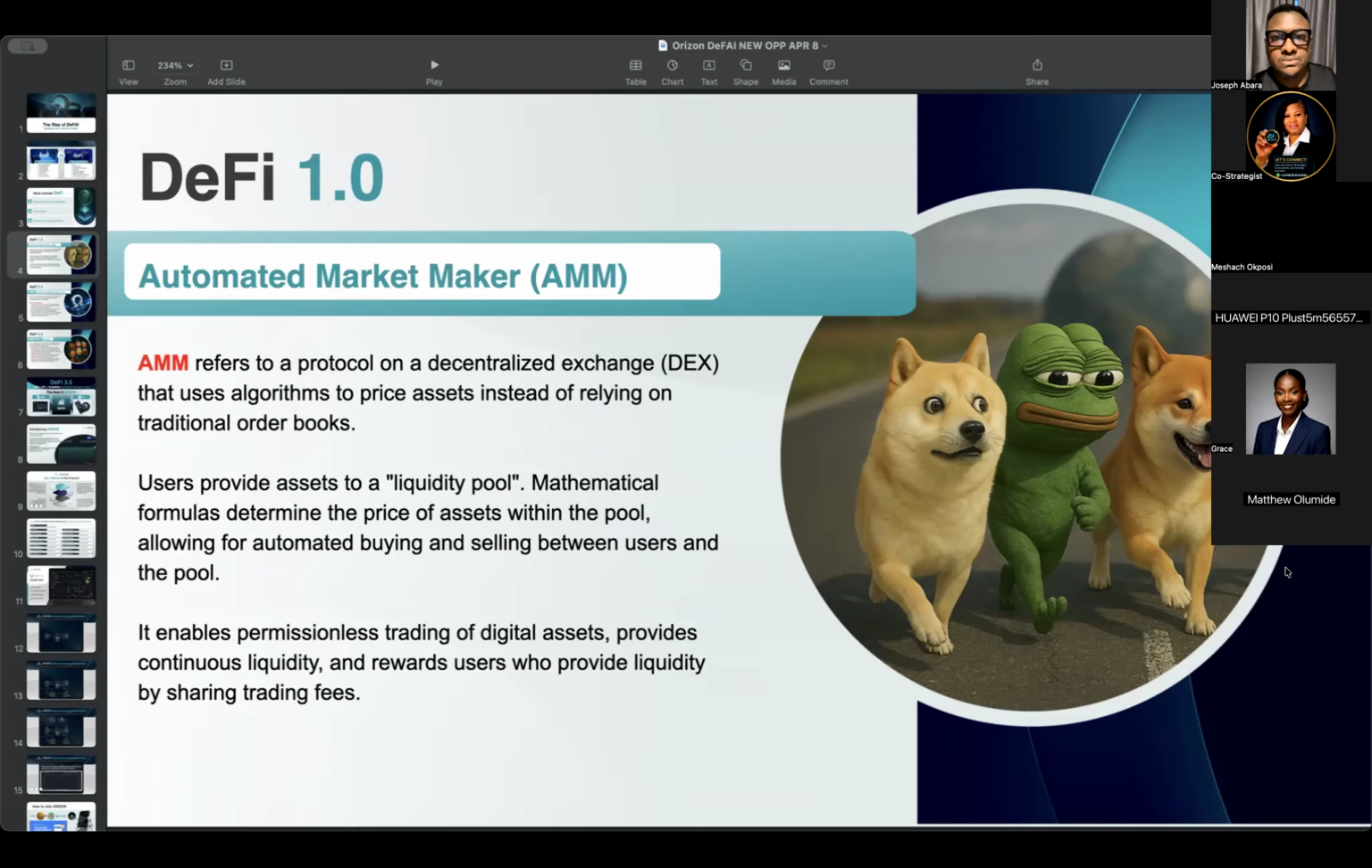Okay, what is the utility? Why would people hold this token? Why would the people that have money in the liquidity pool keep their money there? Those questions now have to come up.